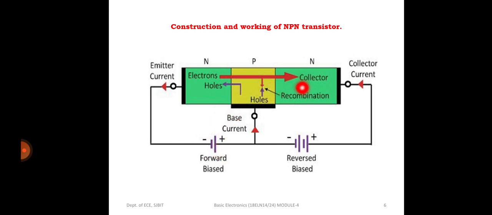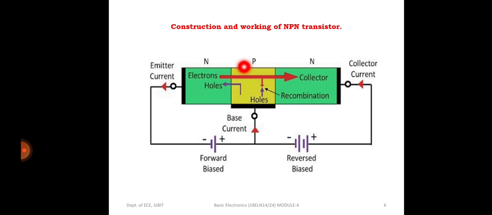Similarly, when we have the PNP transistor, our collector base junction should be reverse biased. Look at the polarity of this. My P region is connected to the negative terminal and N is connected to the positive terminal. As a result, my collector base junction is in the reverse bias condition, right? This is the condition to turn on my transistor or to make the transistor conduct. So always remember, the emitter base junction should be forward biased and the collector base junction should be reverse biased. So this is the condition.